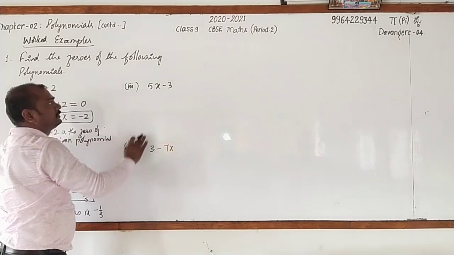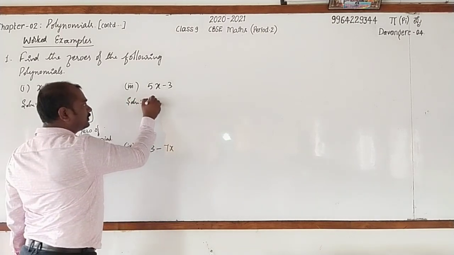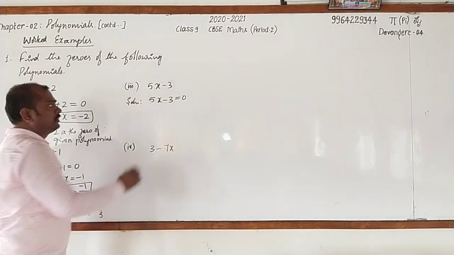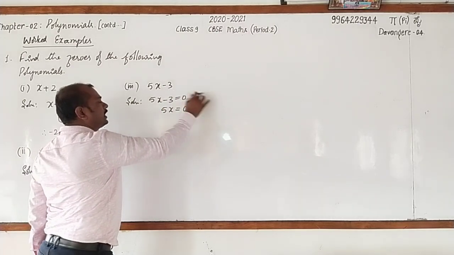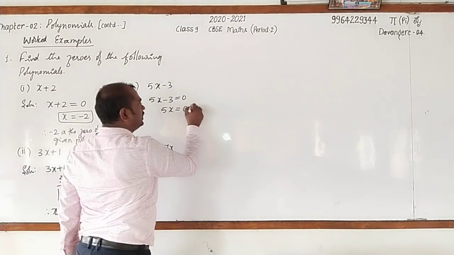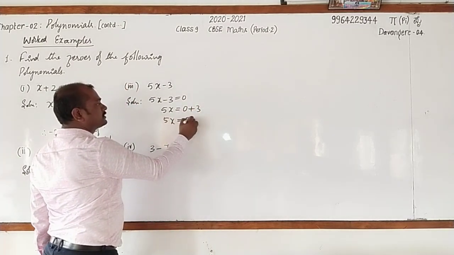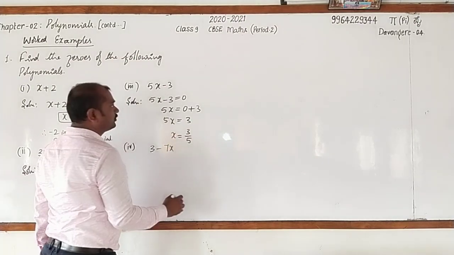I'll take this one: 5x minus 3. Take the first step. 5x minus 3 should be equated to 0. Then first solve 5x. 5x equal to 0. Transfer minus 3 to the right hand side. It becomes plus 3, then 5x is equal to 0 plus 3, which is 3. Solve x, x equal to 3 by 5.